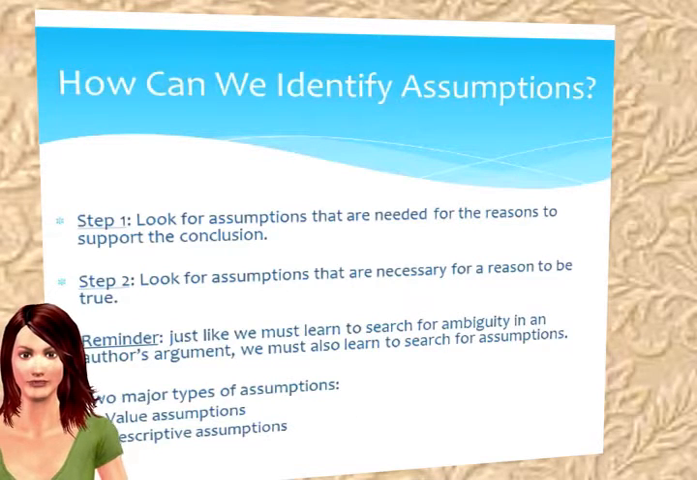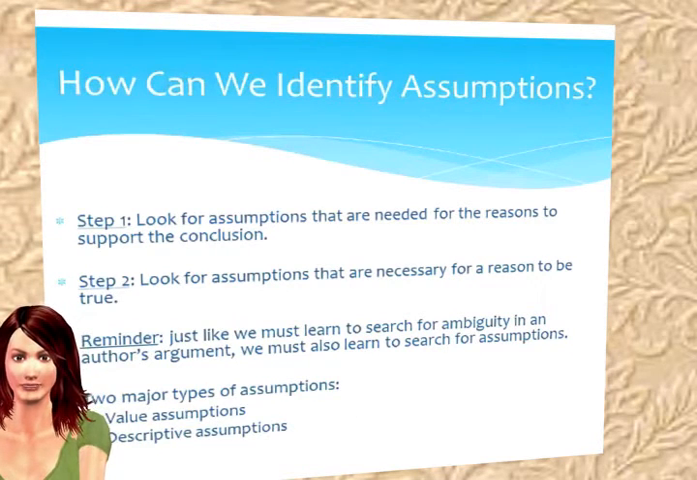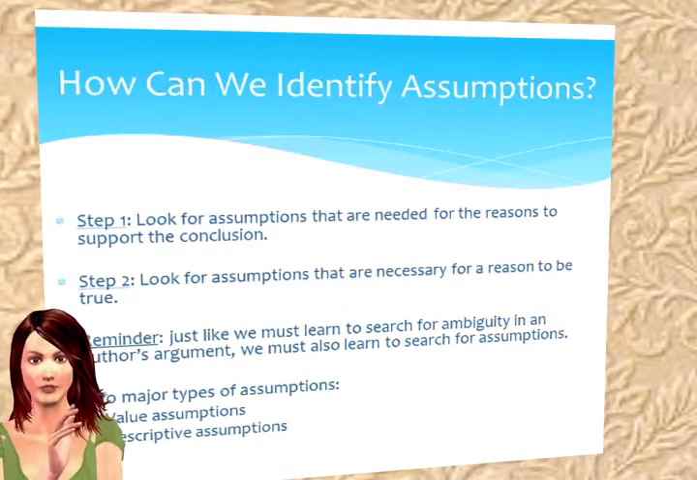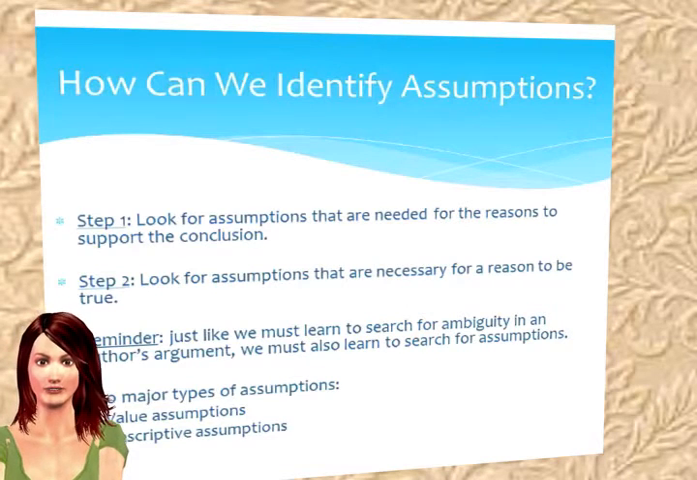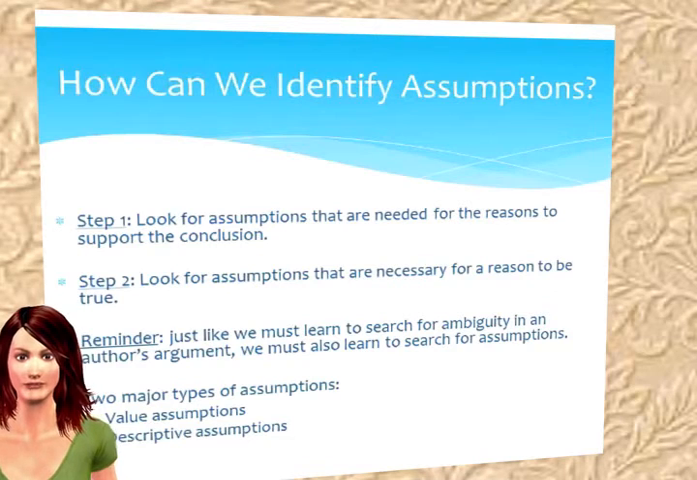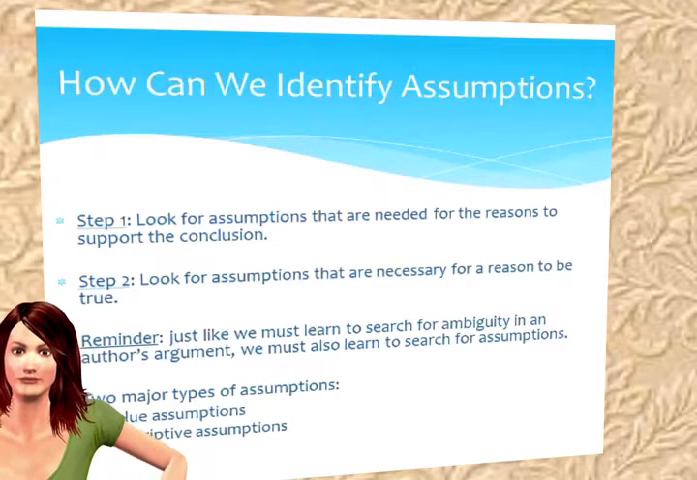So how can we do that? How can we identify assumptions? So the first step is to look for assumptions that are needed for the reasons to support the conclusion, right? Those two really important components of an argument, reasons, conclusions. What unstated ideas are connecting them? We always want to ask that question.